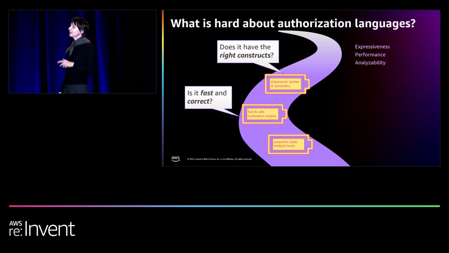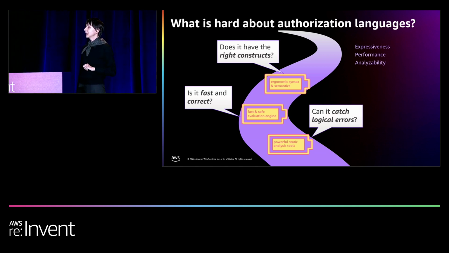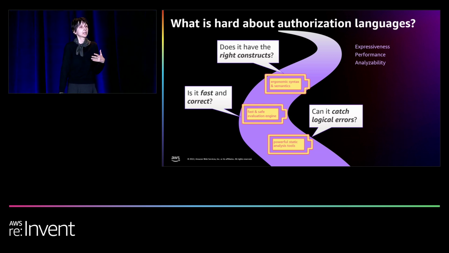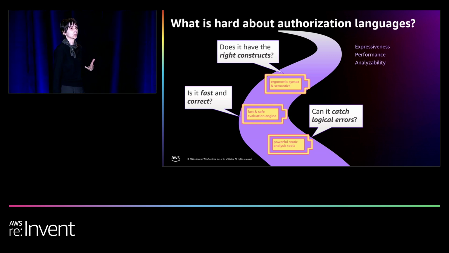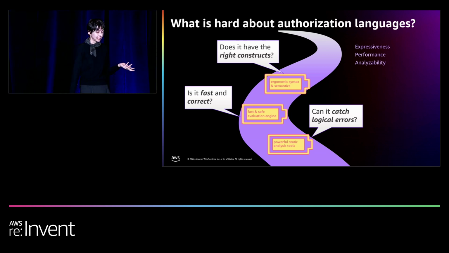And finally, even if your language is well designed and your engine is safe and fast, it is still possible for people to make mistakes when they're translating their intent into policies in your language. For example, you can write a policy that's actually okay.